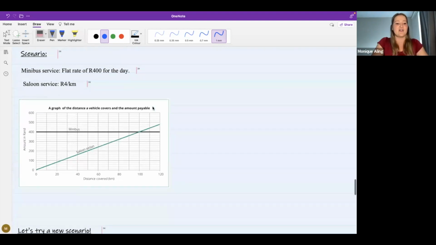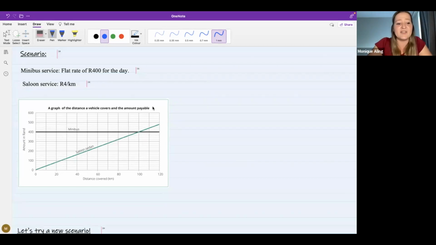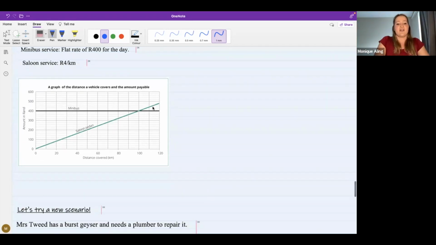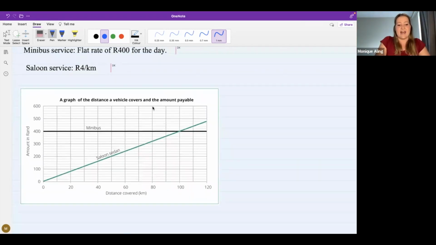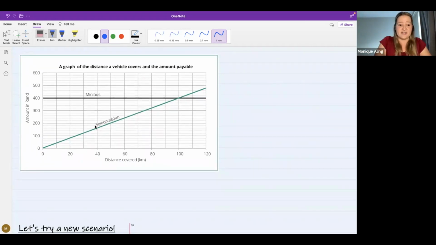Okay, so if we have a look at the scenario, there isn't much of a backstory. It just says minibus service, there's a flat rate of 400 Rand for the day. Saloon service is 4 Rand per kilometer. If we look at the graph, we have two very different relationships. Our saloon one is a directly proportional relationship, because as the distance increases, so does the cost, the amount in Rand. Whereas the minibus is just a flat rate of 400 Rand.